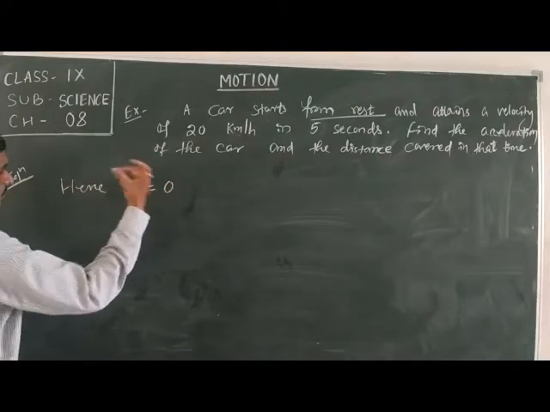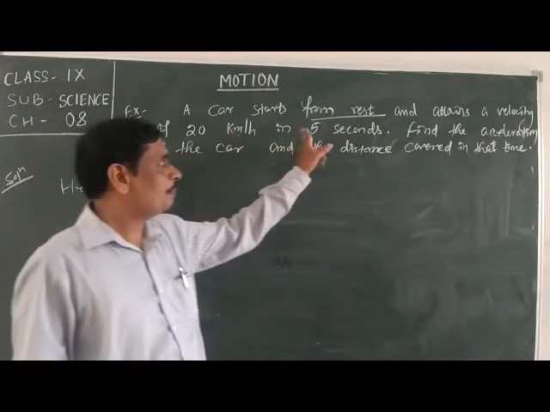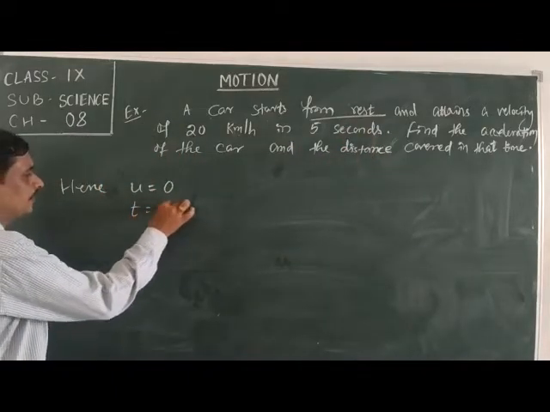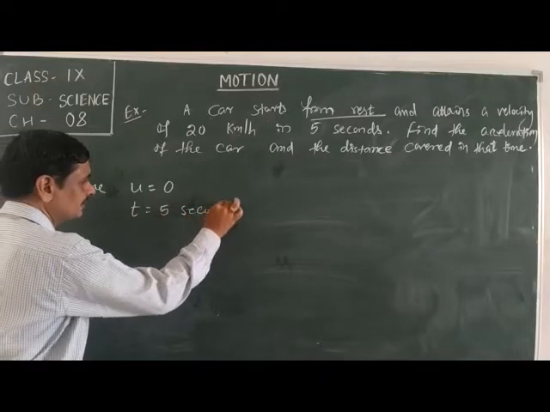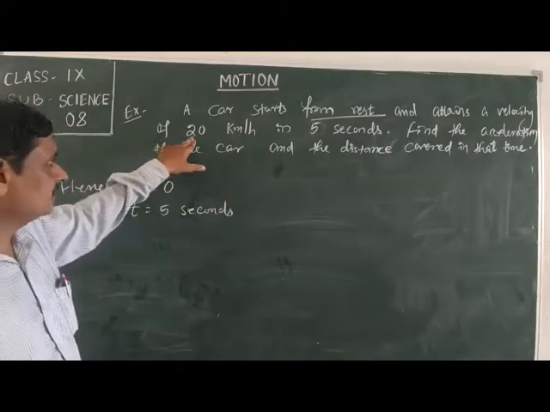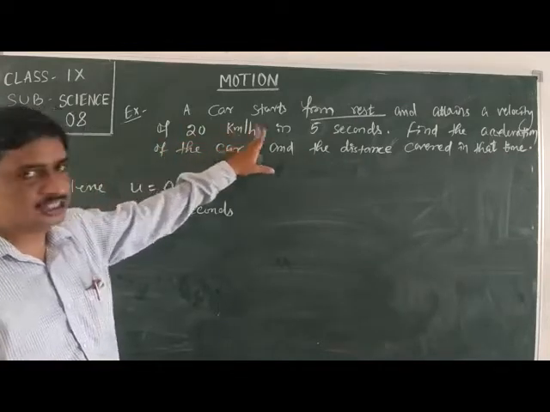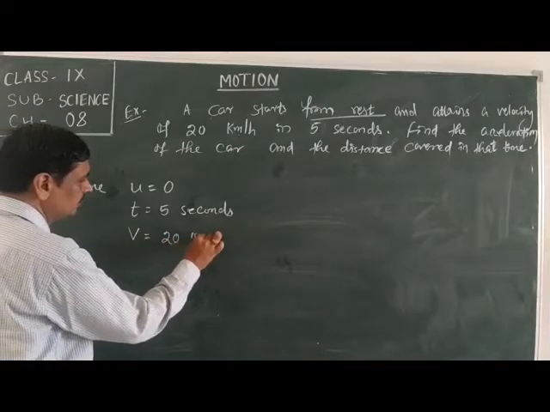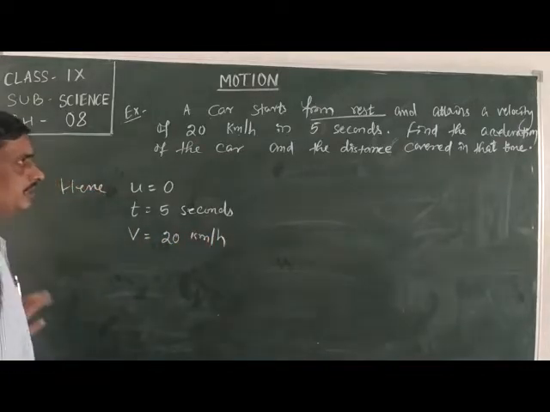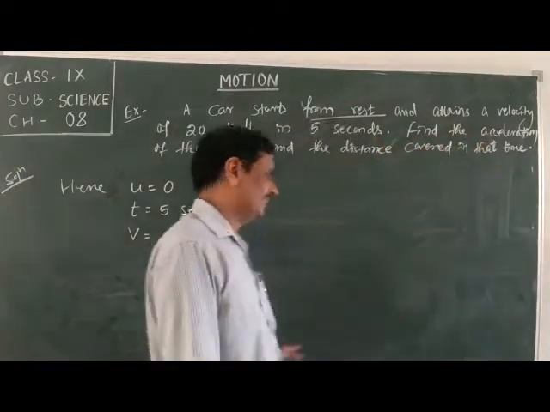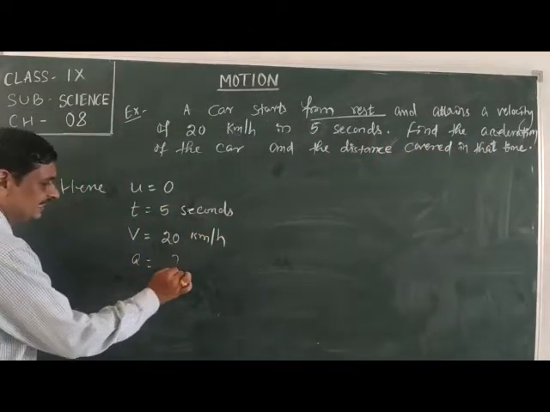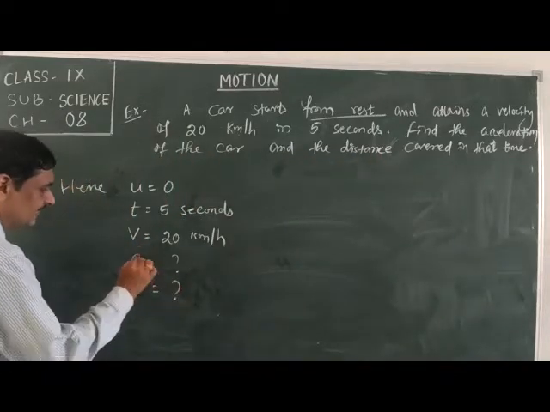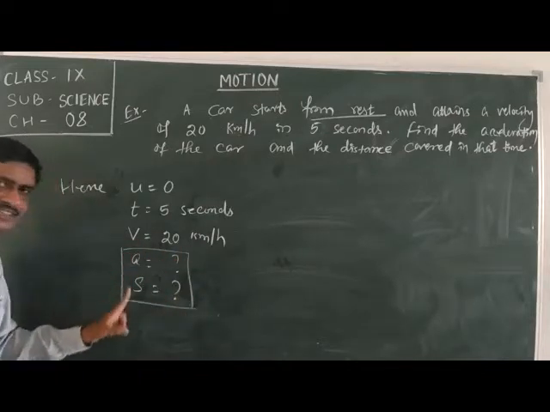Here u is equal to 0, and after 5 seconds, that means time is 5 seconds, the car has a velocity of 20 km per hour, that is the final velocity, 20 km per hour. And we have to find the acceleration and the distance covered. That means we have to find s. We have to find these two, acceleration and displacement.